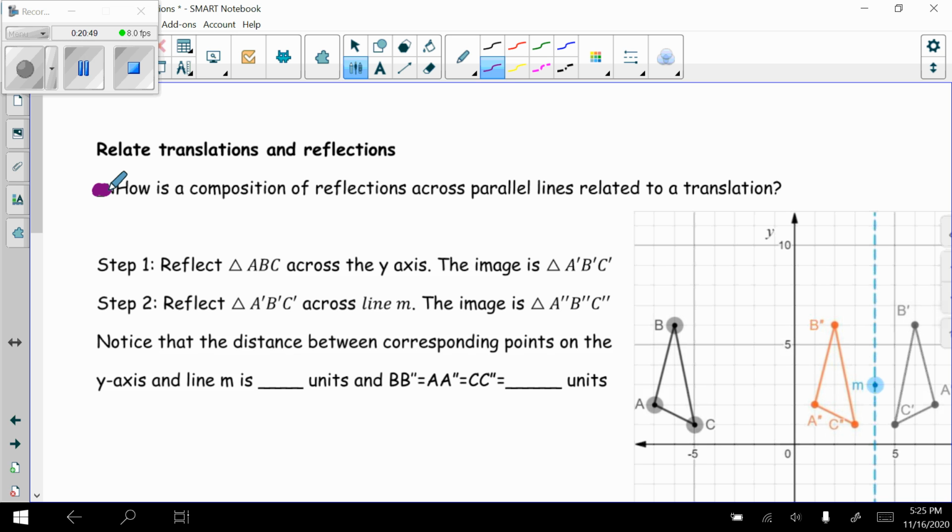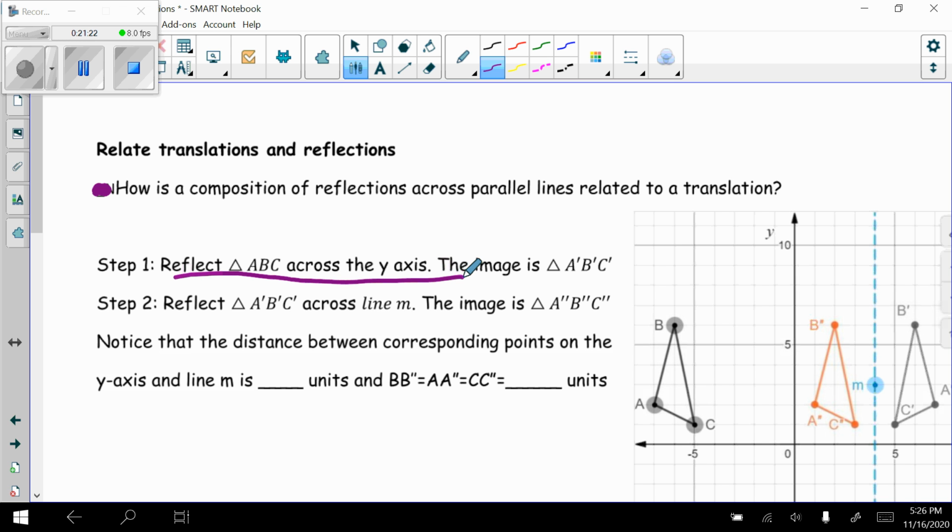So now we're going to look at composition of reflections. In this picture, notice I have triangle ABC, my pre-image. And then over here, I have A', B', C'. That is my image. And then I have A with 2 marks. That's called A'', B'', C''. So step number 1, to get from triangle ABC to A'B'C', we reflected it across the y-axis.